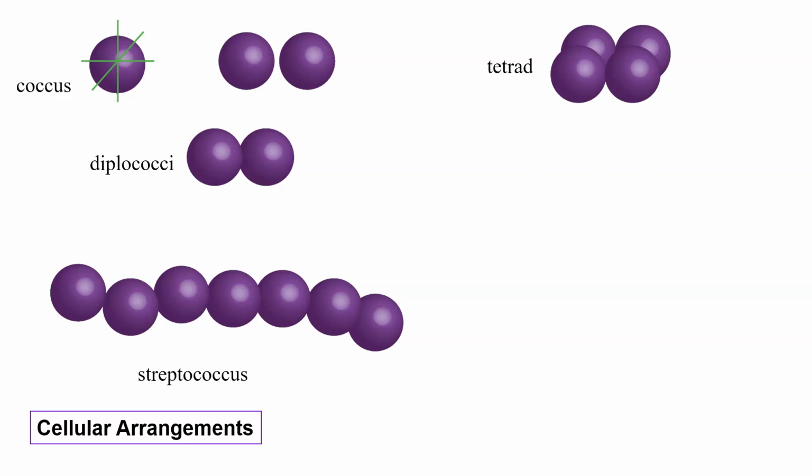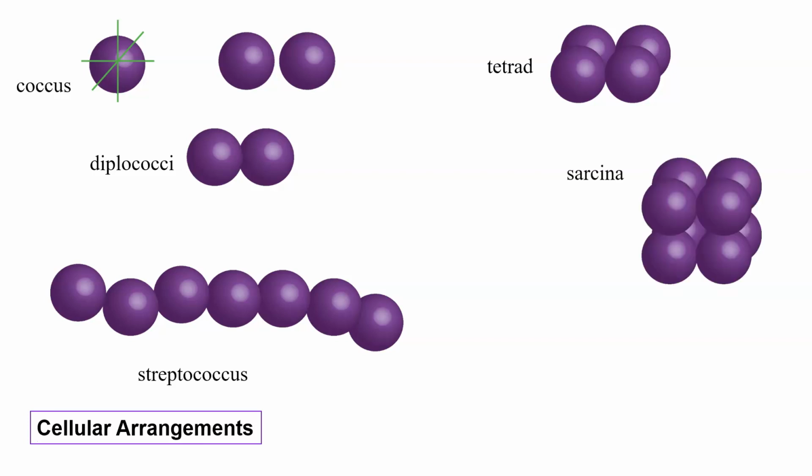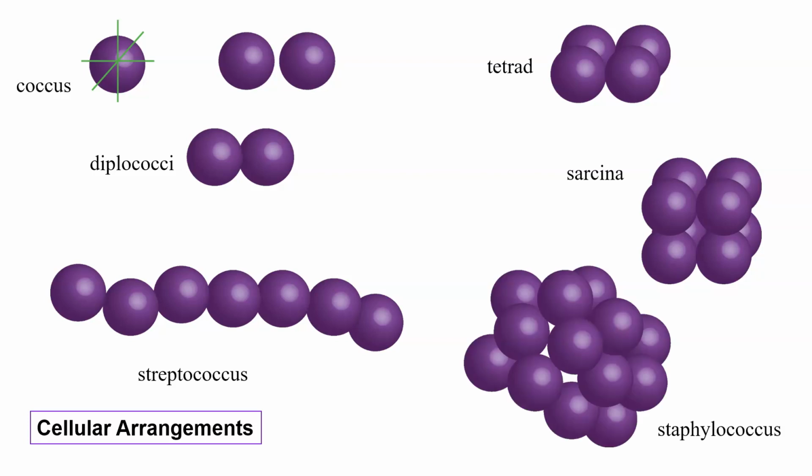You could have them where they divide in 2 planes, but they hold together, in which case we'd call it a tetrad. Or 3 planes and hold together, and we call it a sarcina. And this is kind of a packet of 8, and you can get these in 8s and 16s going up like that. Or you could get them dividing in 3 planes where the 3 planes really aren't at right angles to each other. Then we would call that a staphylococcus.